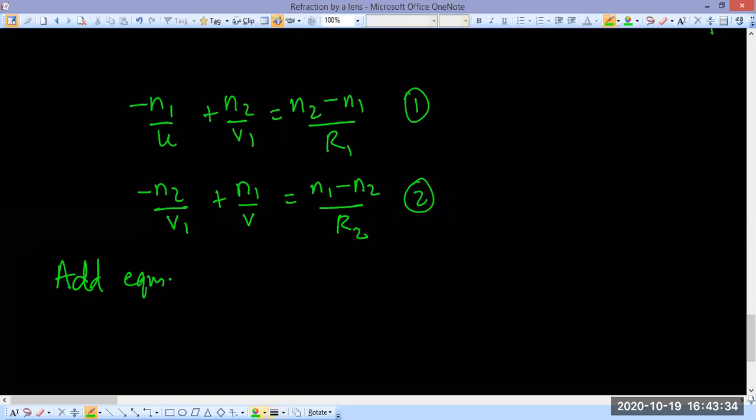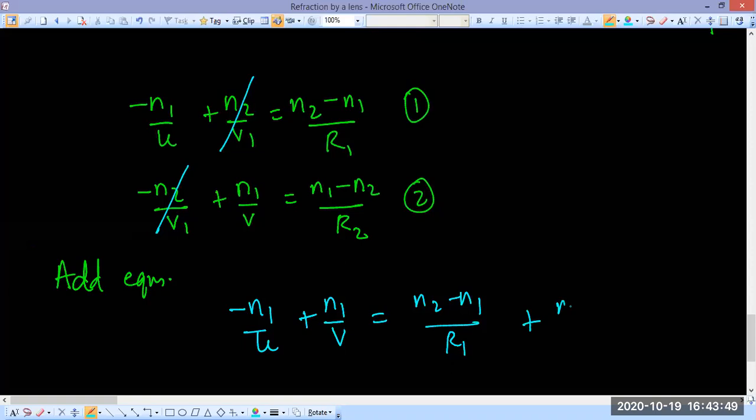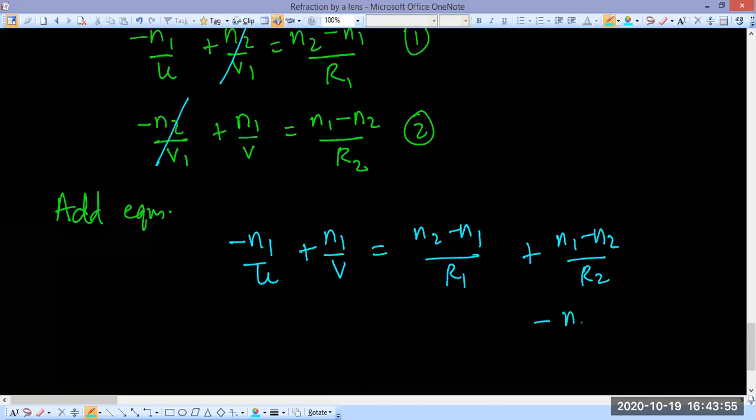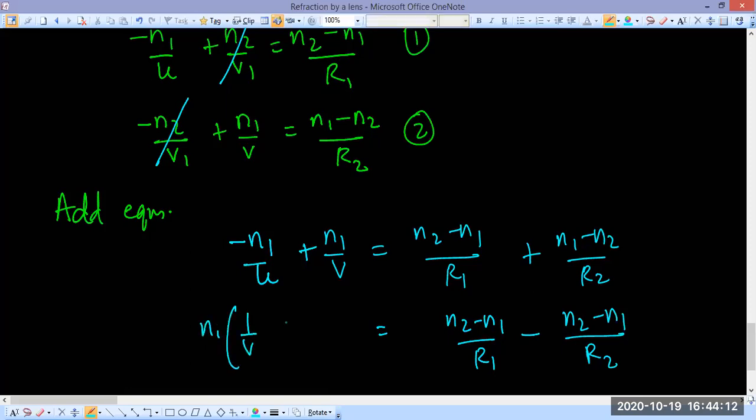So what do we get if you just add the equations? આ ટર્મ ઉડી જશે ને આખી, બરાબર ને? Okay, when we add, these terms will get cancelled and we will get -n1 by u plus n1 by v is equal to n2 minus n1 by r1 plus n1 minus n2 by r2. So we will forcibly change this sign and make it like this. Okay, આ તો આવડે ને બધાને આવું કરતા? એટલે કોમન લઈ લેવાય ને. So what's common on left side? It is n1. એટલે 1 by v minus 1 by u, okay, is equal to this.